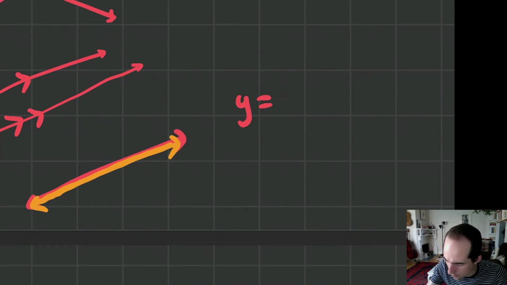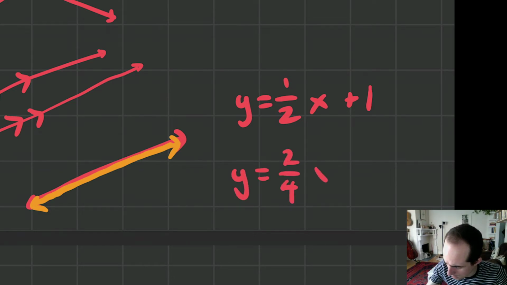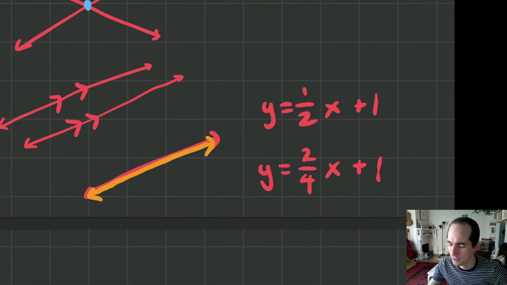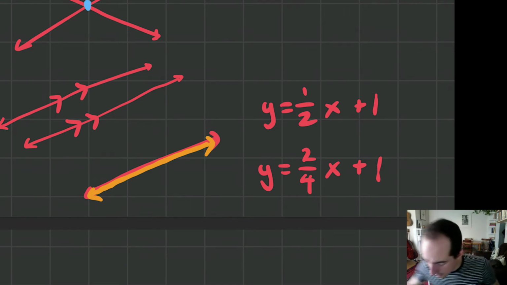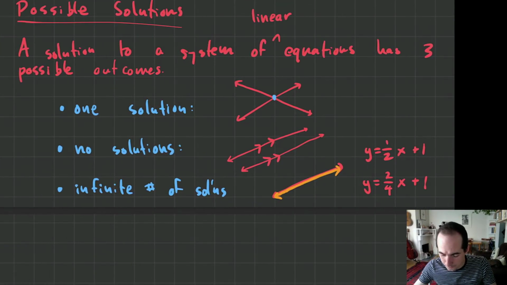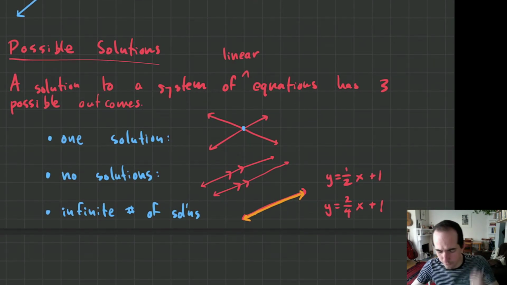You could imagine y equals 1/2 x plus 1, and y equals 2/4 x plus 1. They're different in that they have different numbers, but essentially they're the same line. So any point on one of the lines will be on the other line because they're the same line. That's the third possible outcome. So there are three possible outcomes: one solution, no solution, or an infinite number of solutions.